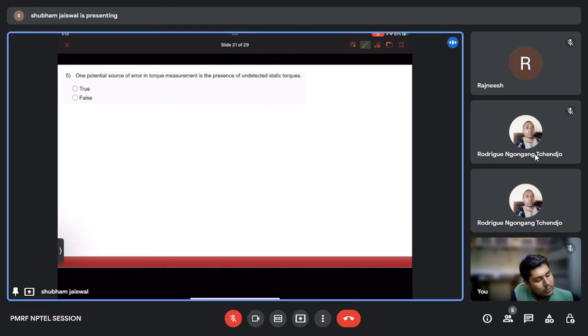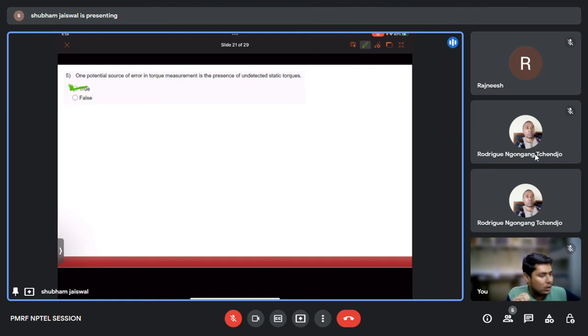Yeah. If our strain gauge or the instrument is not able to detect any static torques, if it is detecting only the dynamic torque, then definitely there will be some error in the measurement, because it is not considering the contribution of that static torque in the total torque. So definitely the answer will be true. One potential source of error in torque measurement is the presence of undetected static torque.